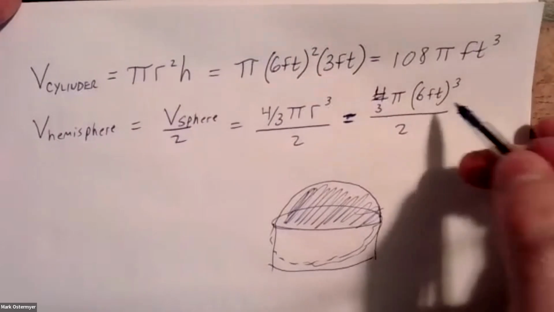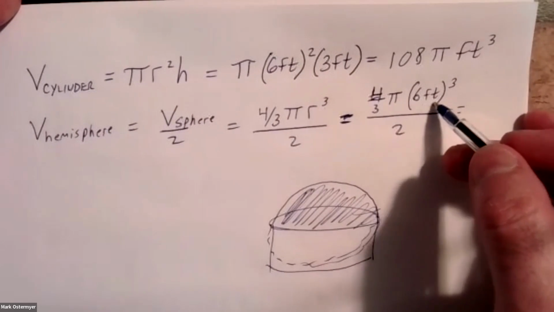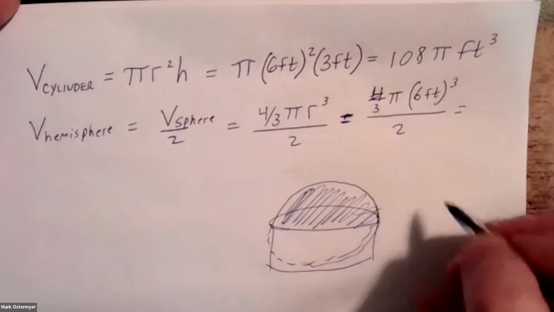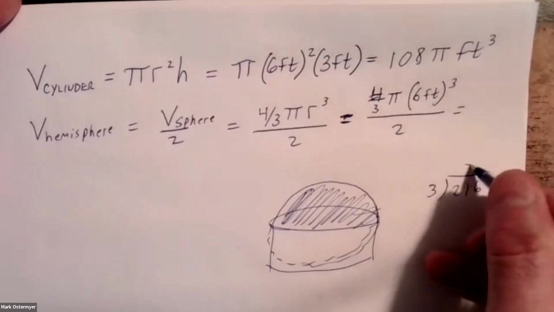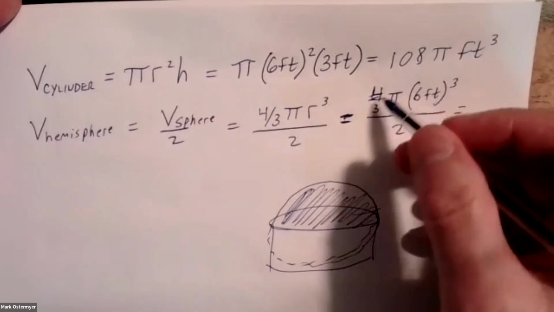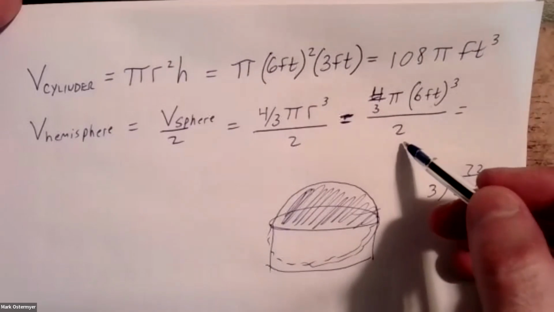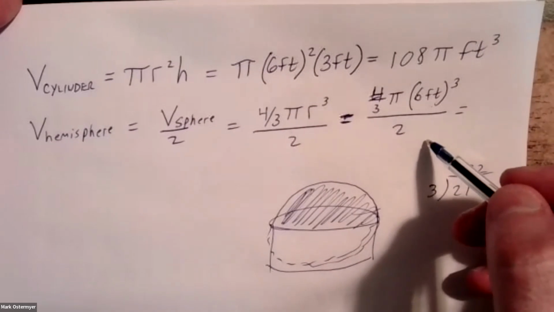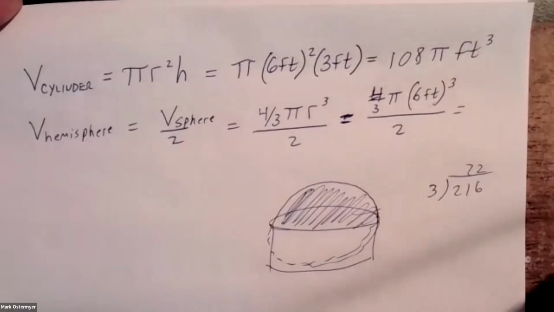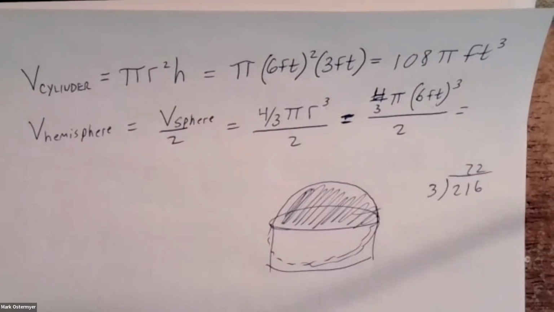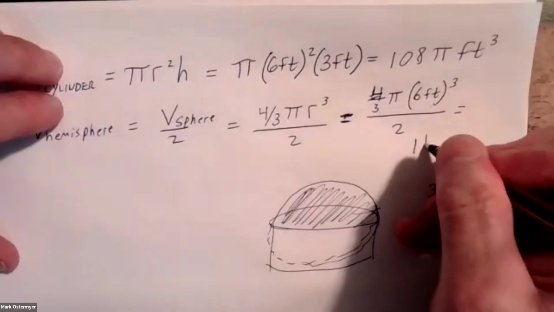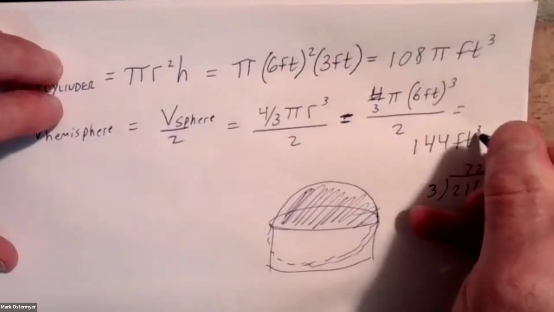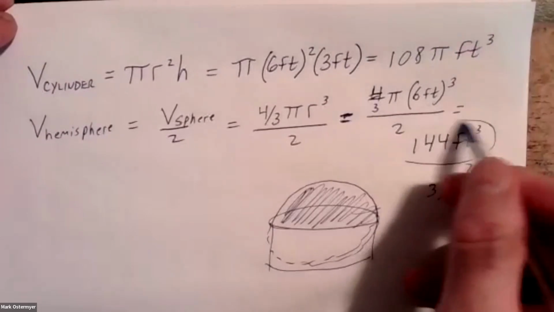Wow. What's that going to give you? 6 times 6 times 6 is 216. 216 divided by 3 is 72, and 72 divided by 2 is 36. 36 times 4. Oh, 4 times 36 is 144. So this is going to be in exact form 144 cubic feet. That's the volume of the hemisphere.